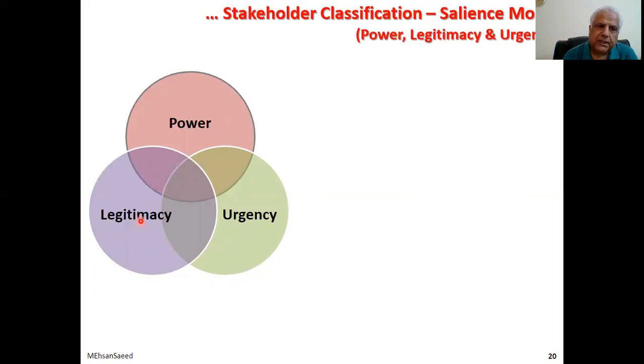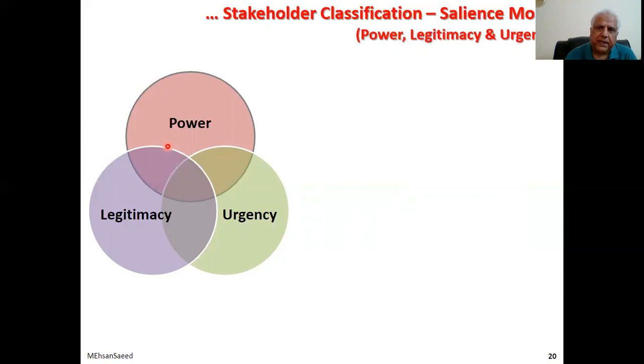What is legitimacy? Legitimacy is having legitimate authority in the project. Like the project manager has legitimate authority, like the foreman, legitimate authority in the project, and legitimate interest in the project, like again the project manager, or he could be the customer, etc. So these are the stakeholders who have legitimacy in the project. These are the stakeholders who have the power to influence the project either positively or negatively. But whenever we talk of the salience model, this power is taken in the negative context, or in the context of nuisance value.